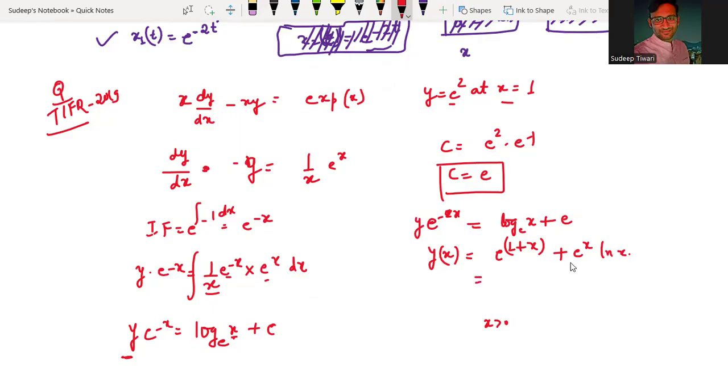Or you can simply take things common out. You take e raised to power x common out. Nothing can be taken common. So this is it. So here the answer would be this. I think it is clear.